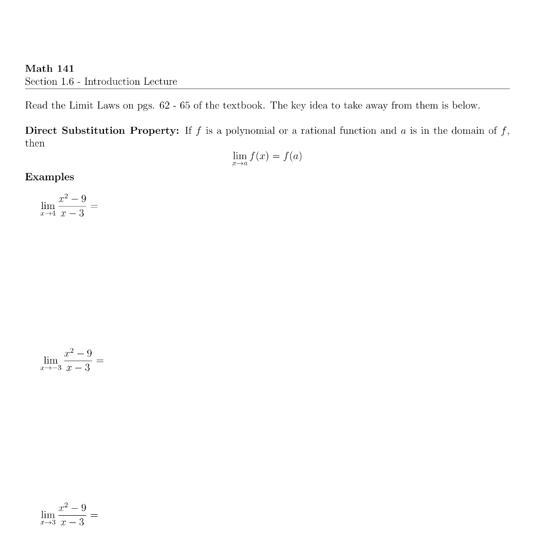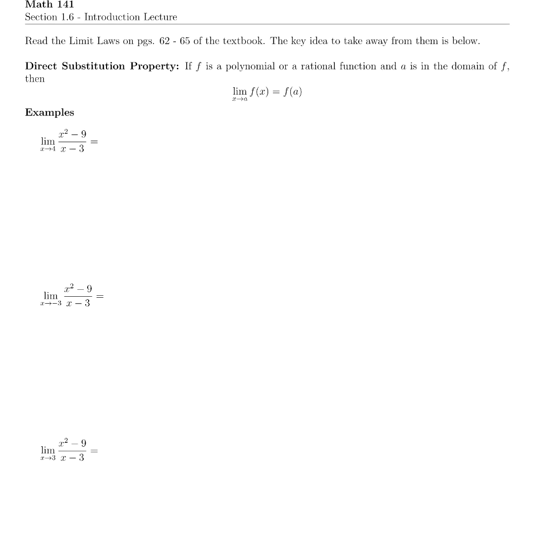So for example, this first example is the limit as x approaches 4 of x squared minus 9 divided by x minus 3. So we have to ask ourselves, is 4 in the domain of that rational function? The only way it would not be in the domain of the rational function is if it causes a 0 in the denominator, and in this case that doesn't happen. So we can evaluate directly, and we get 4 squared minus 9 divided by 4 minus 3, which is 16 minus 9, or 7 divided by 1.